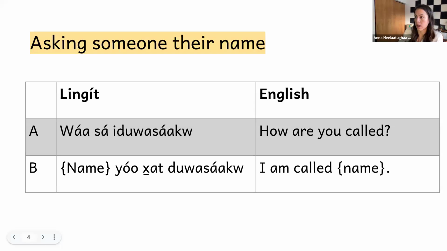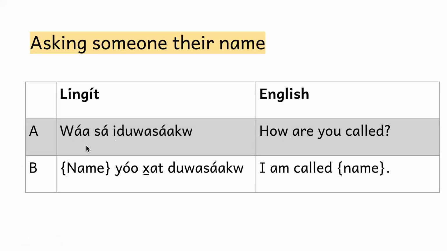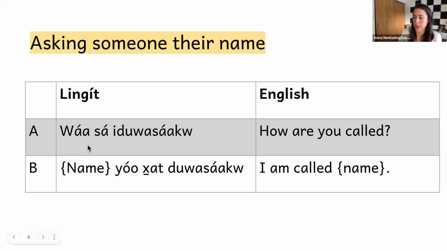Okay, so last week we practiced this phrase for asking someone their name. The way you ask in Tlingit what someone's name is, you say, "How are you called?" So looking at this first line, repeat after me. Wasa iduwasak. Wasa iduwasak. And we'll break it down a little bit in our next slides. But yeah, let's do it one more time. Wasa iduwasak.